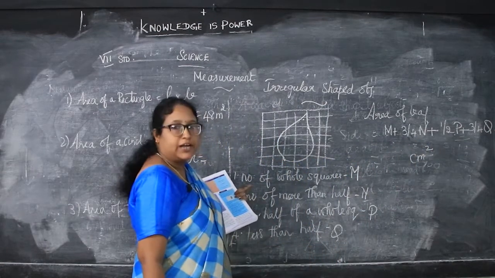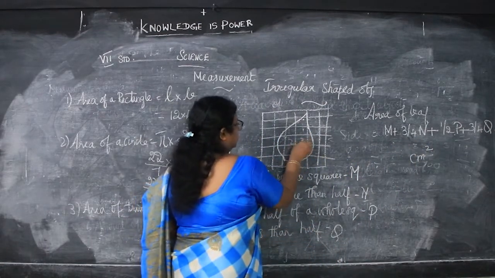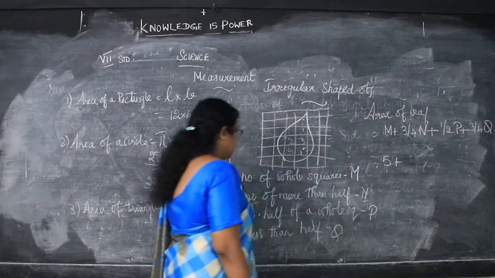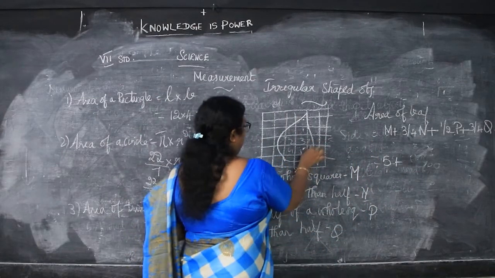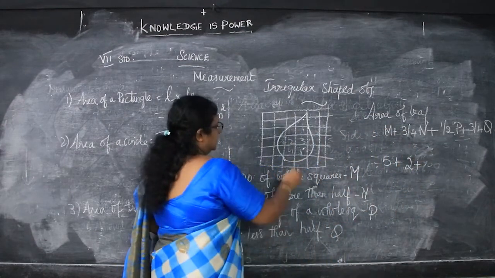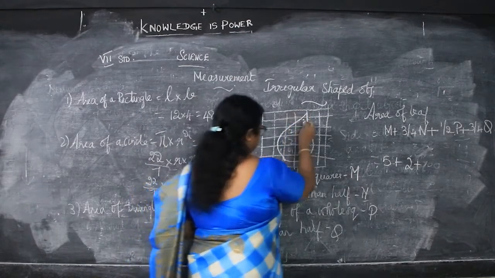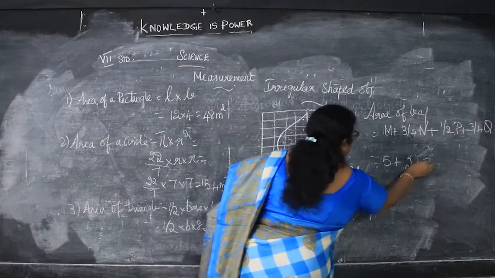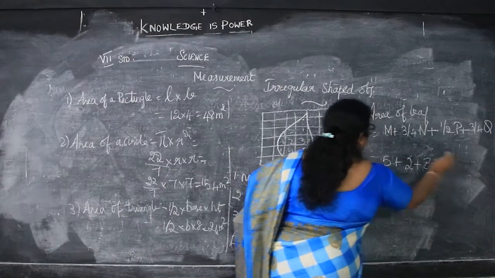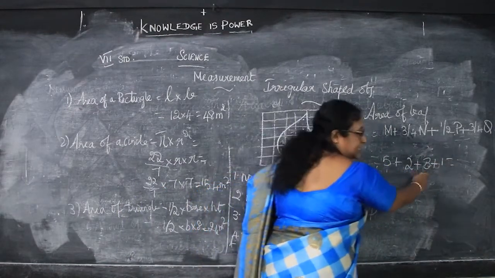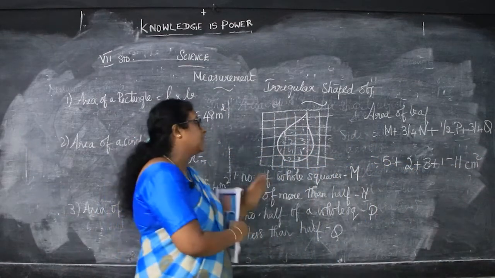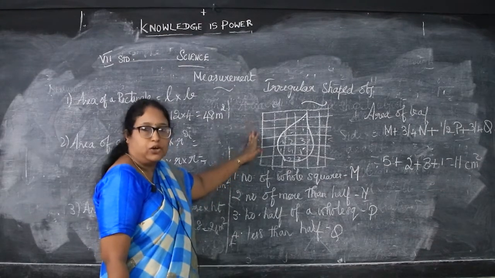For example, first the number of whole squares, that is 1, 2, 3, 4 and 5. So m is 5. The next we are going to see more than half: 1, 2. Then half squares: 1, 2, 3. Then less than half is 1. Now you have to add this. 5 plus 2 is 7, 7 plus 3 is 10, and 10 plus 1 is 11. 11 square centimeters is the answer. So irregular objects we can measure only on the graph sheet, not by using formulas.